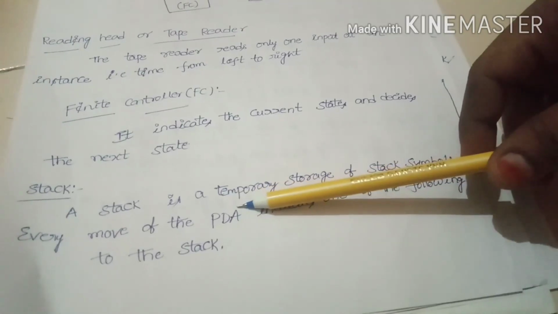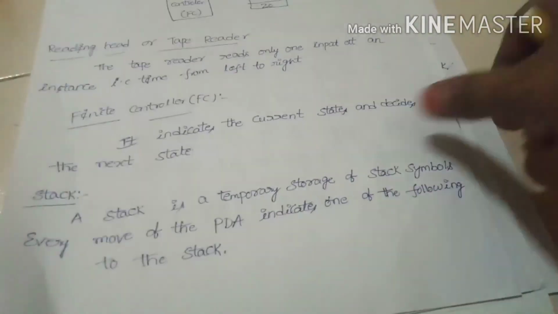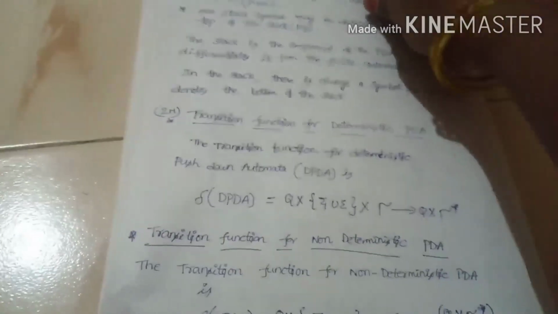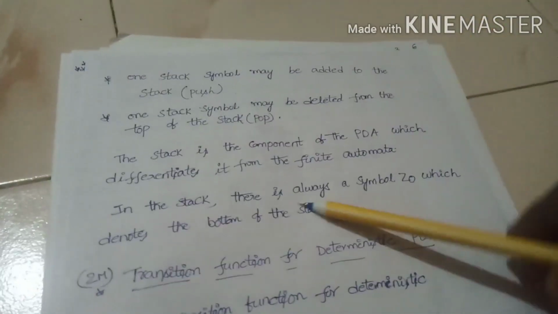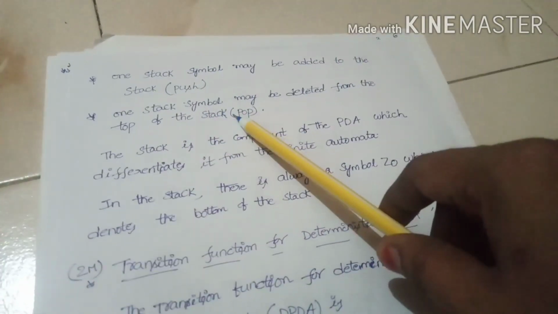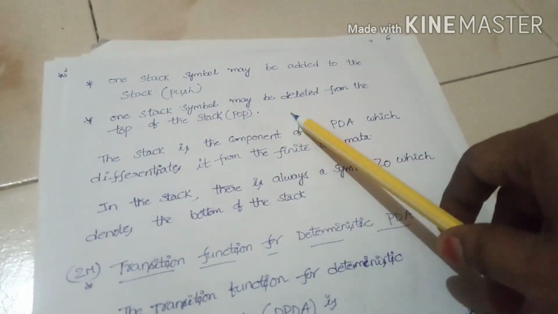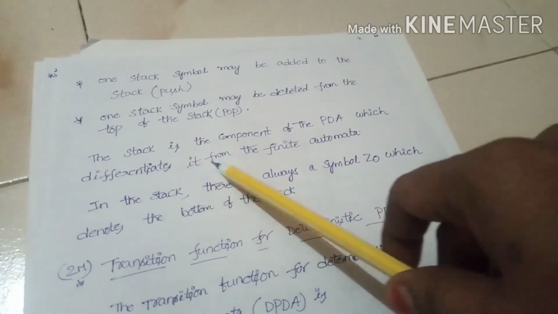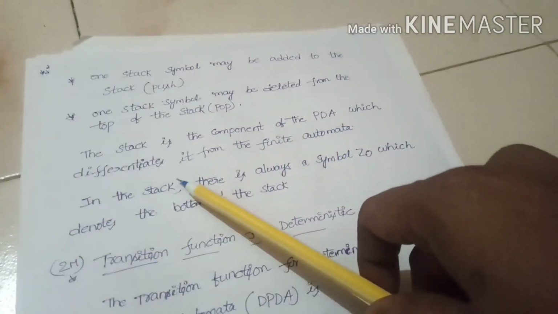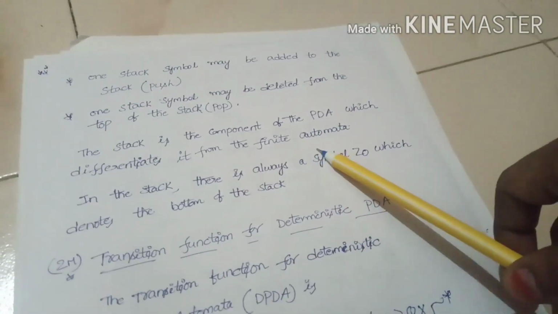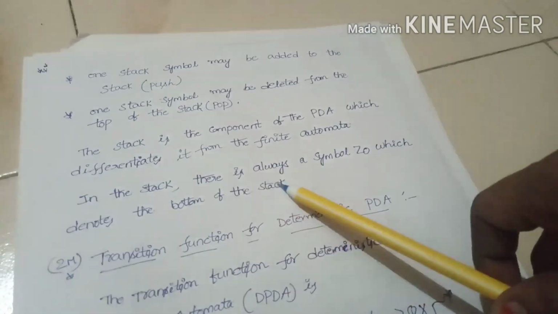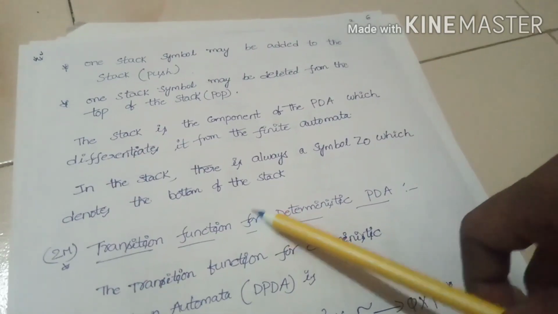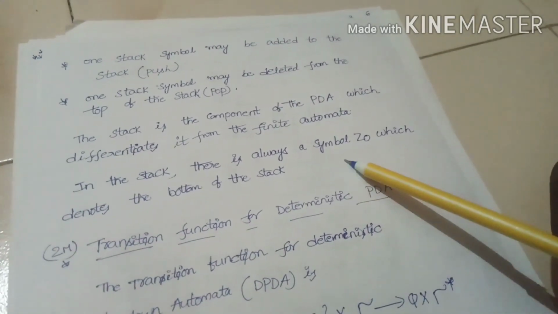Here, in the stack we have two operations, push and pop. First, push: one stack symbol may be added to the stack. Pop: one stack symbol may be deleted from the top of the stack. The stack is a component of the PDA which differentiates it from the finite automata. In the stack there is always a symbol Z naught which marks the bottom of the stack.